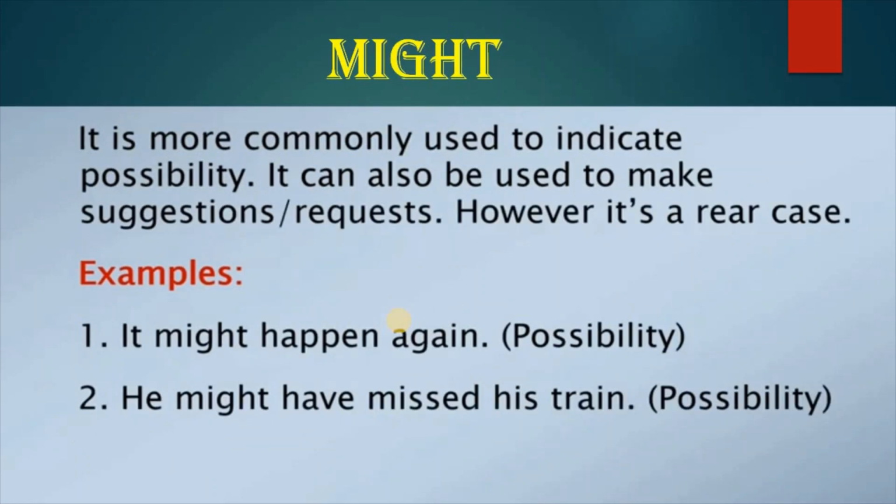Now, next, might. It is more commonly used to indicate possibility. It can also be used to make suggestions, requests. However, it's a rare case. Example, it might happen again. Here, might is used to show the possibility. He might have missed his train. Again, might is used for showing possibility.